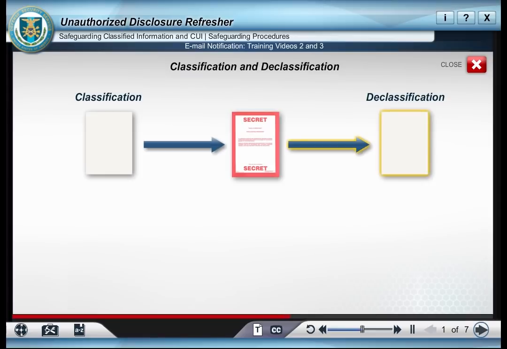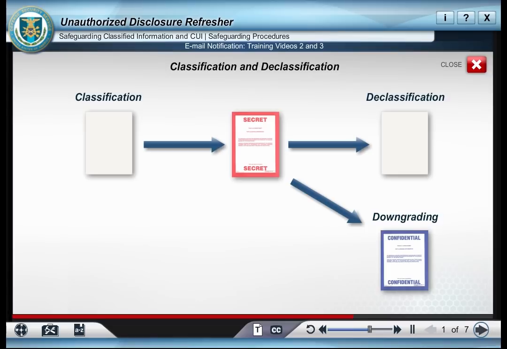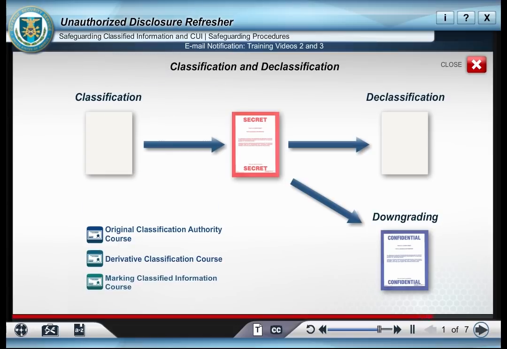You must also understand and apply the policies and procedures for downgrading and declassifying NSI so that, if applicable, it is downgraded to the appropriate level at the appropriate time, and that it is declassified at a specific date or following a specific event. To learn more about original classification, derivative classification, and marking classified information, see the Original Classification Authority, Derivative Classification, and Marking Classified Information courses. When you're ready, close the video to continue with your workday.